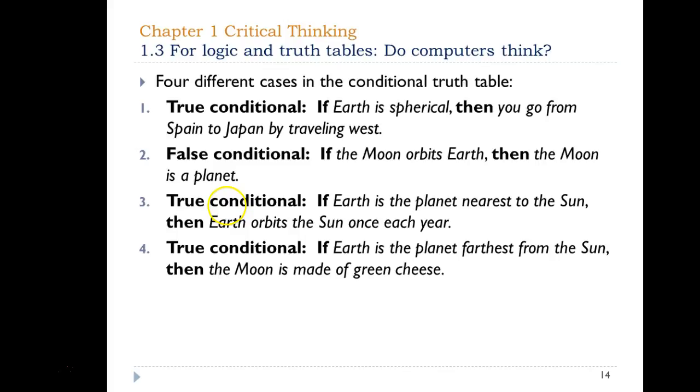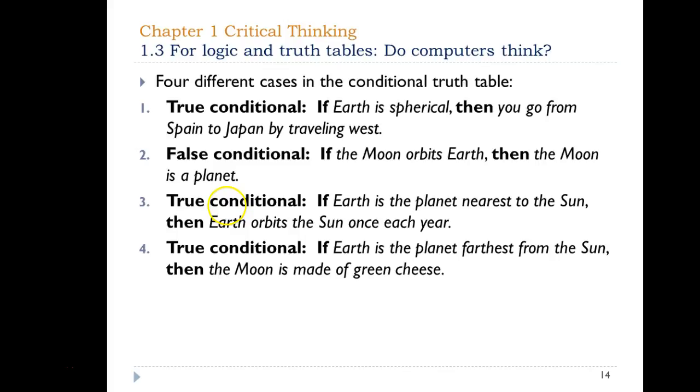A true conditional. If Earth is spherical, then you go from Spain to Japan by traveling west. It is true that Earth is spherical, and it is true that you go from Spain to Japan by traveling west. Therefore, the conditional is true.